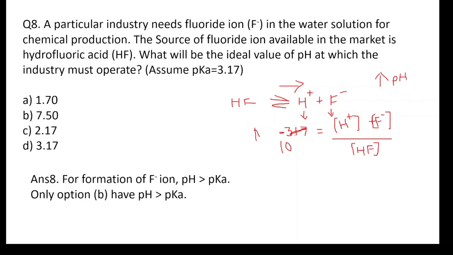If H will reduce, then OH will increase. When OH will increase, there will be increase in pH. So that is what we want. So that is why a value more than pKa will give us more F negative. That is fluoride ion.